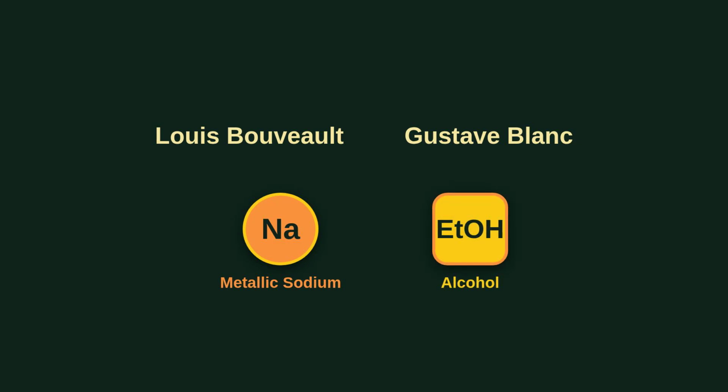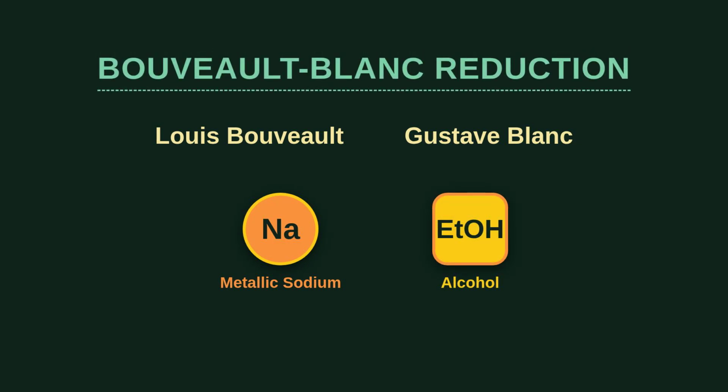But in 1903, Louis Bouveault and Gustave Blanc discovered a clever workaround. They found a way to force electrons into a molecule using nothing but metallic sodium and a bit of alcohol. Today, we call this the Bouveault-Blanc reduction.